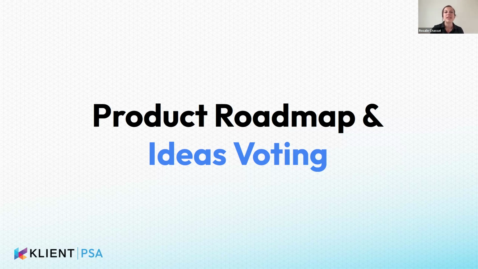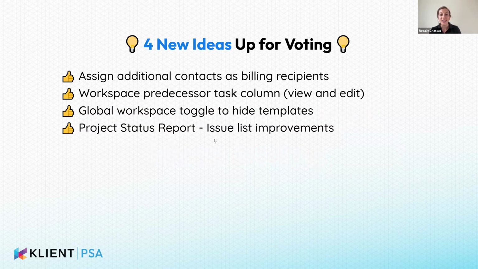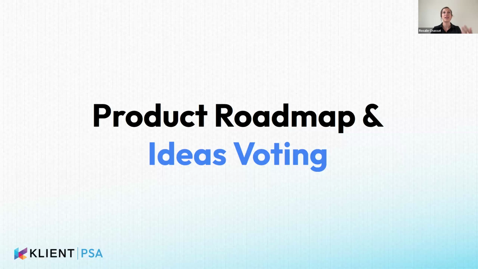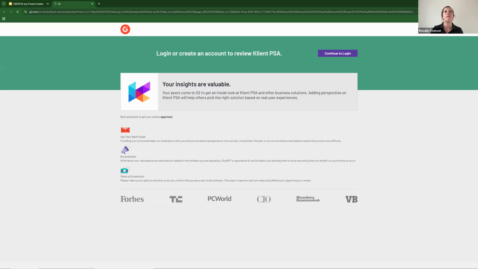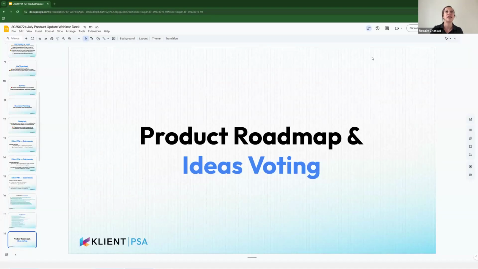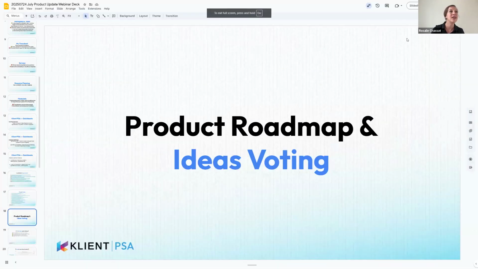And we'll move on to our next section, which is product roadmap and ideas voting. All right, so this month, we didn't select any new ideas to develop. Usually we do that every month. We already have a backlog of new ideas that you voted on that we're working on. But there are a couple of new ones that we will be adding.